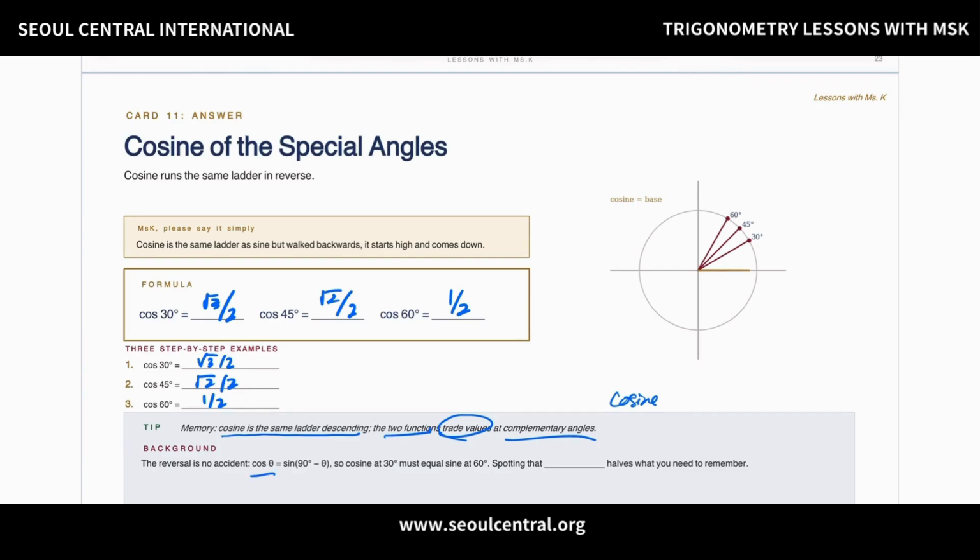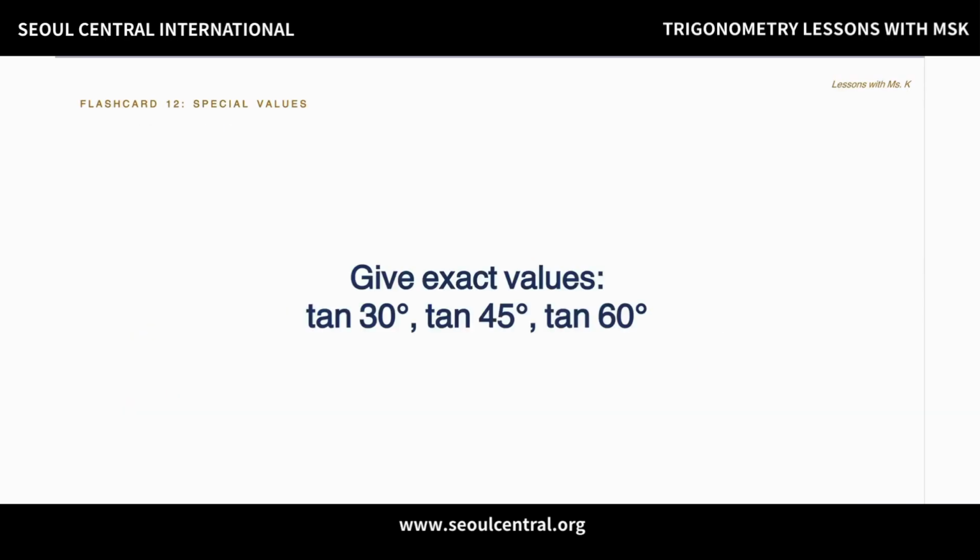It's cosine theta equals sine of 90 degrees minus theta. So cosine at 30 degrees must equal sine at 60 degrees. If you can spot that symmetry, it halves what you need to remember.